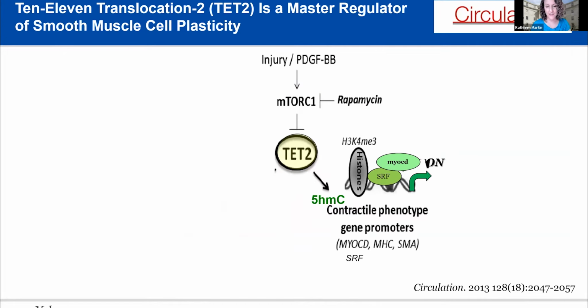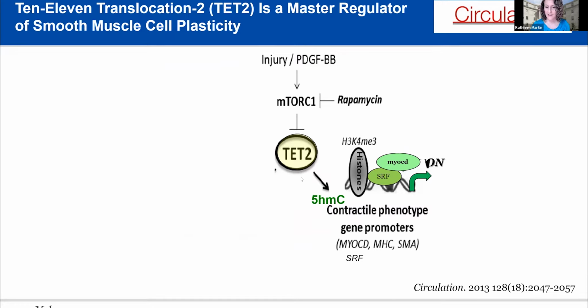We showed that TET2 is a master upstream epigenetic regulator of smooth muscle phenotype by regulating downstream transcription factors on both the contractile and synthetic sides. So we saw that injury and PDGF through mTOR signaling repress TET2, but mTOR inhibition with rapamycin activates TET2.